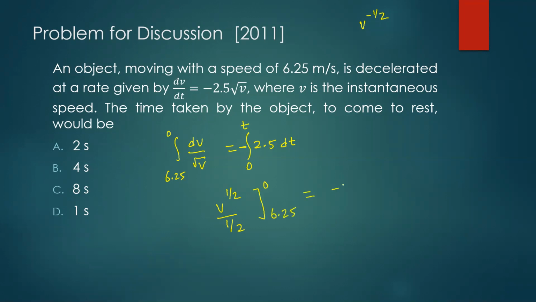And the right hand side is 2.5 into t. If you substitute the values, substituting 0 gives 0. So this is 2 into the square root of 6.25 with a minus sign, and that is minus 2.5 t. So from here you will get time as 2 seconds. So the answer is A.